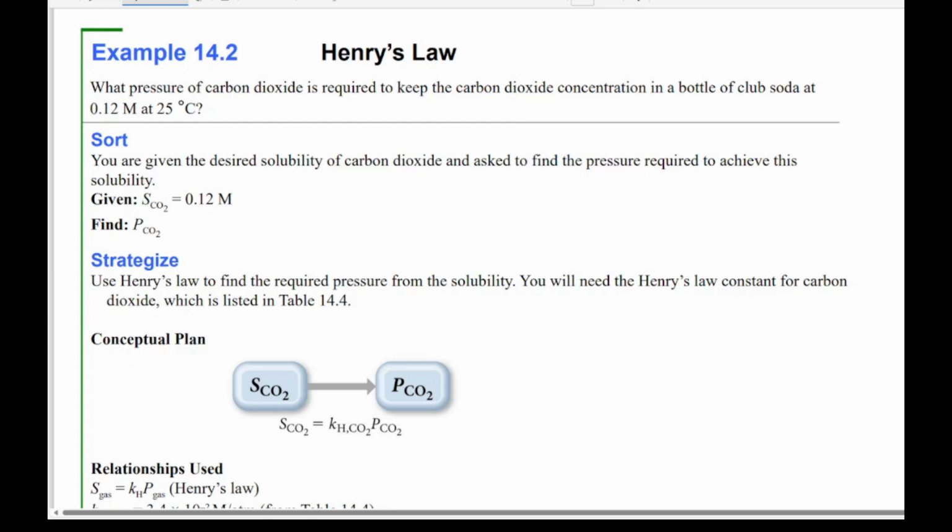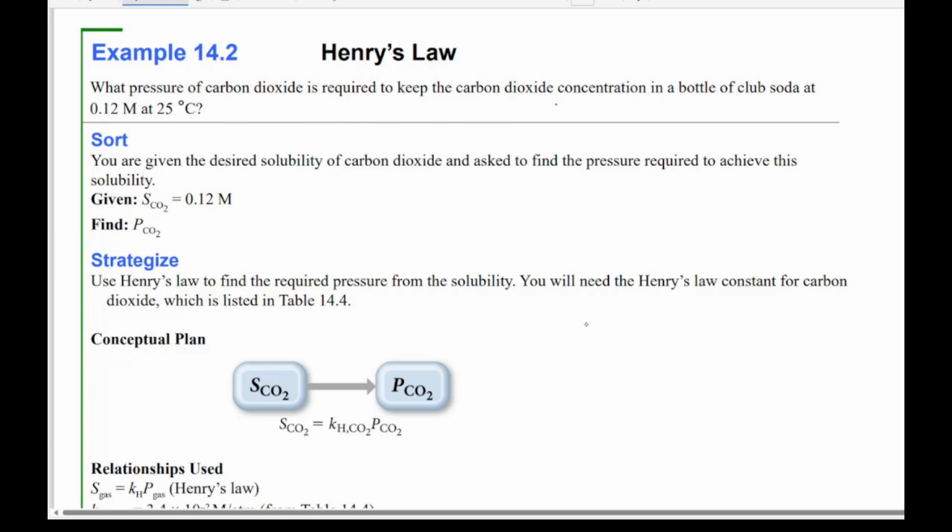Next, we'll work a problem with Henry's law. We'll look over the example problem and then we'll work the for practice problem together. What pressure of carbon dioxide is required to keep the carbon dioxide concentration in a bottle of club soda at 0.12 molar at 25 degrees C?